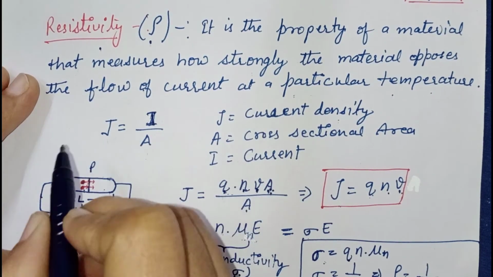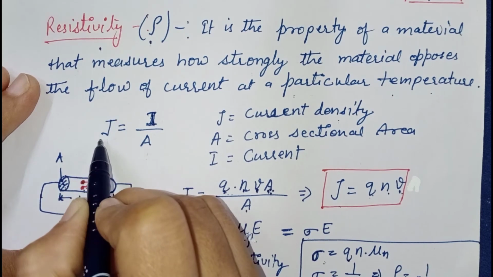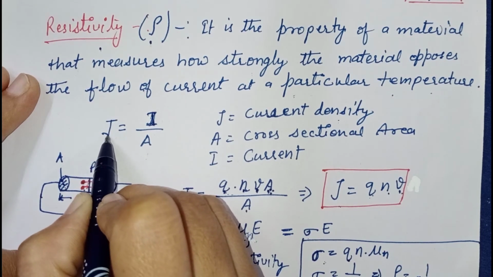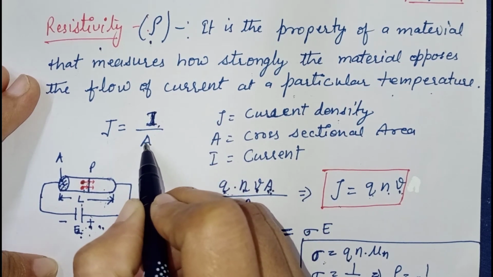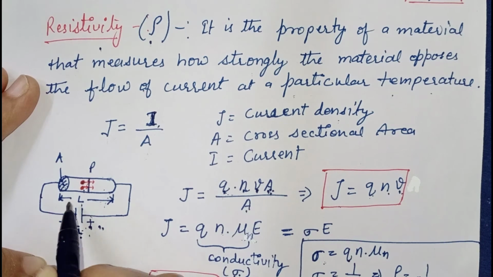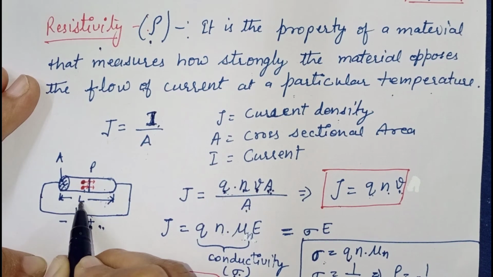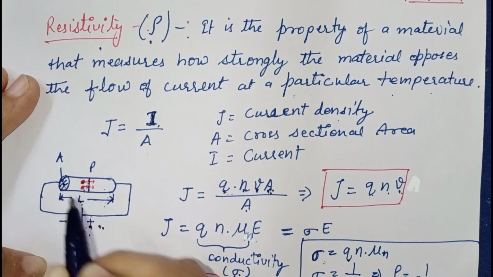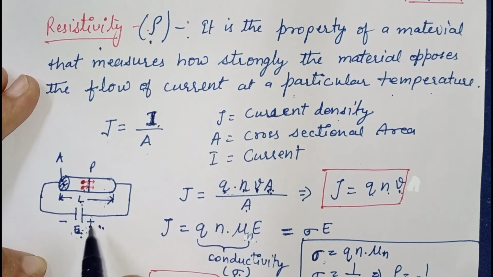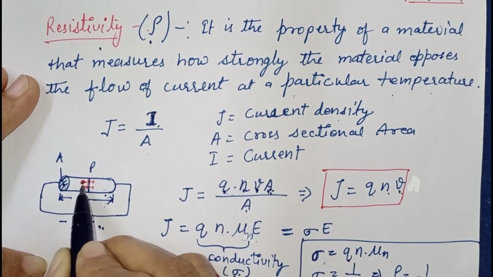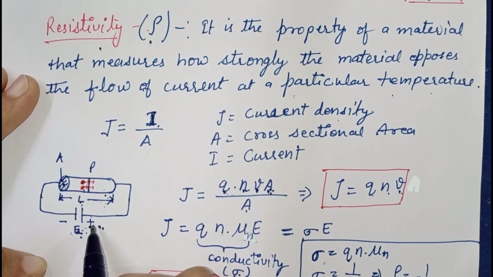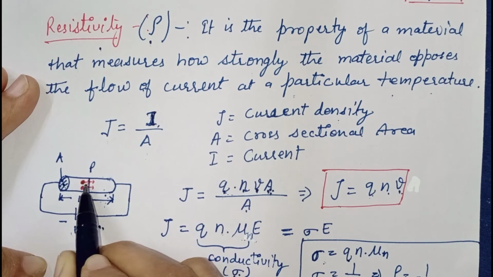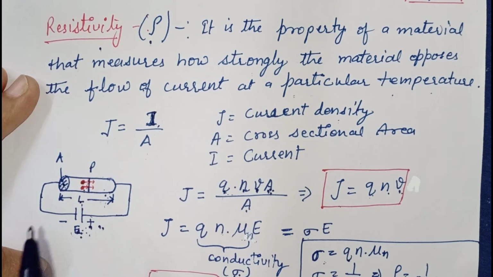To derive the equation, we start with current density. J is the current density. This is the current through the material, and this is the cross section of that material. Let it be a conductor having length L and cross-sectional area A. When we connect an electric field across this conductor, electrons drift towards the positive terminal of the battery and constitute the current.